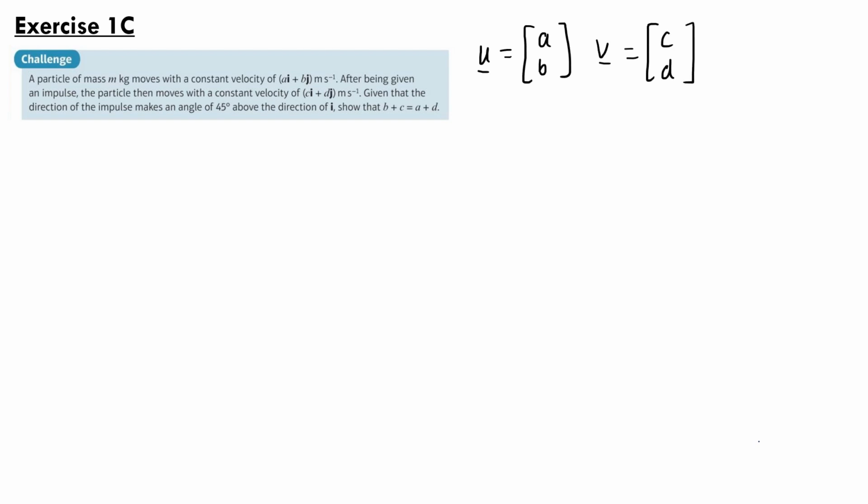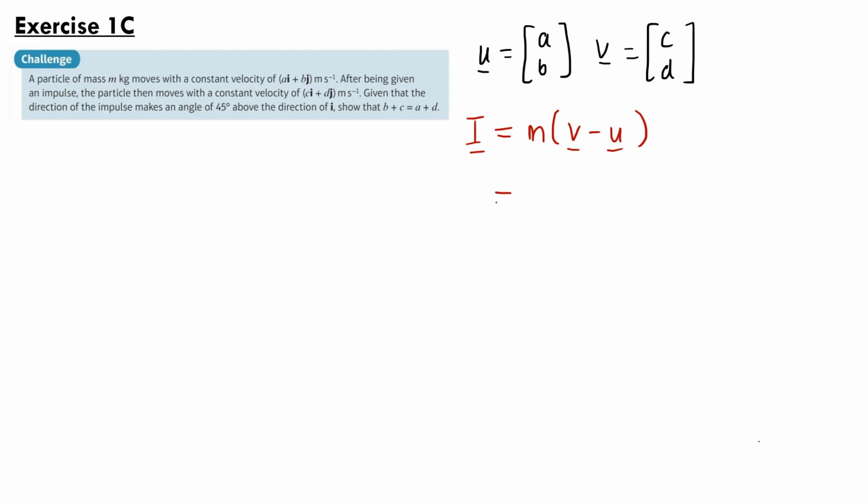Given that the direction of the impulse makes an angle of 45 degrees above the direction of i, show that b plus c equals a plus d. So here we can use the equation for impulse in vector form. So the vector representing the impulse is going to be equal to the mass times the change in velocity, which is the vector v minus the vector u.